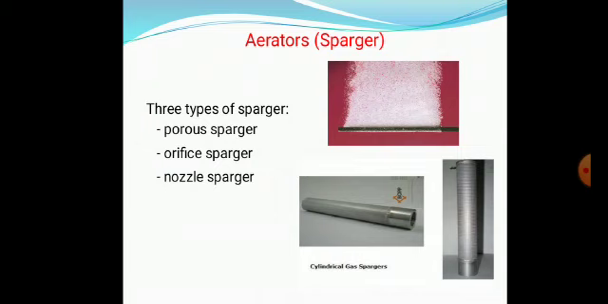There are three types: porous sparger, orifice sparger, and nozzle sparger. It is nothing but the way you want to supply the air inside the fermenter, whether in the form of large bubbles or small air bubbles, and how you want to distribute air into the fermenter. Based on that, three types of spargers are being used. You can see the representative diagrams on the right hand side. They don't show you the three types actually.